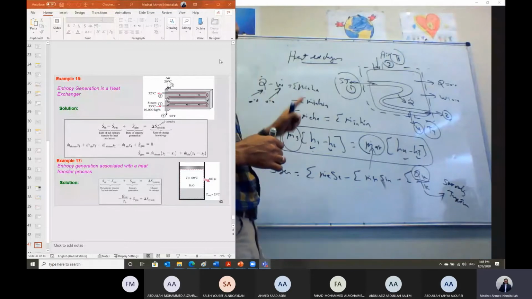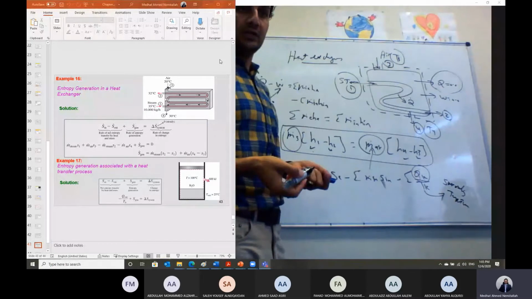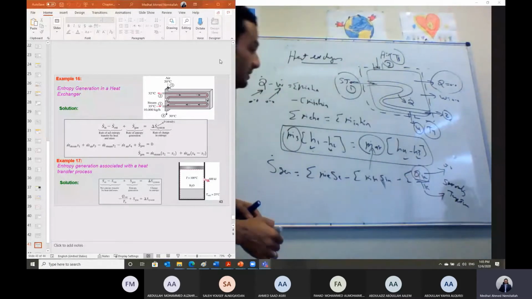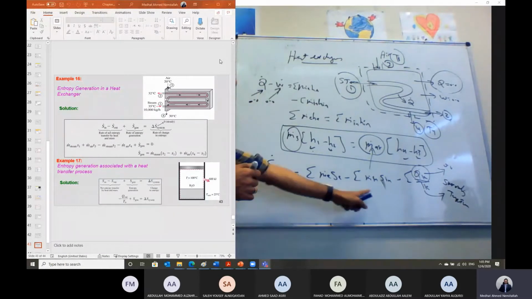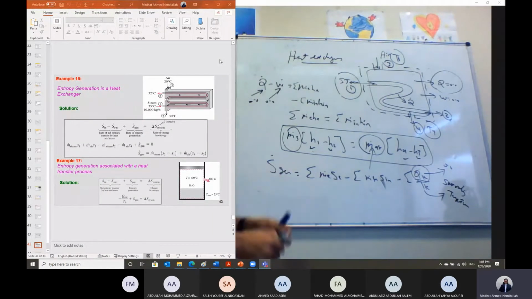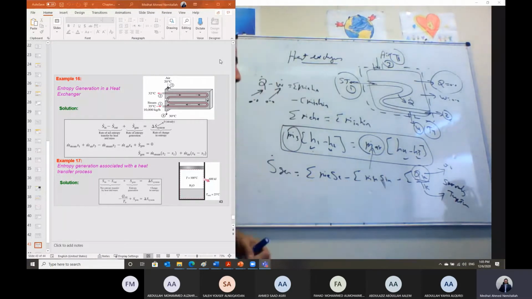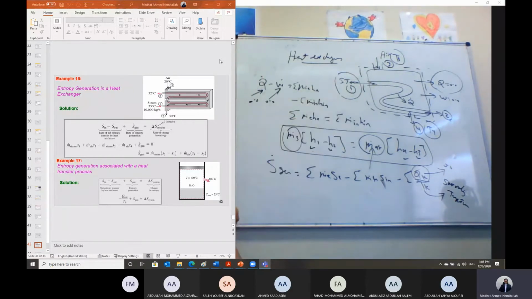or the temperature at which this heat is transferred. But in the case of a heat exchanger, the system is adiabatic, so we don't have heat transfer. So this term will equal 0. If you apply this, the rate of entropy generation will equal the summation of m dot exit s exit minus the summation of mass flow rate inlet multiplied by the entropy at the inlet. But we do have more than one inlet and more than one outlet.